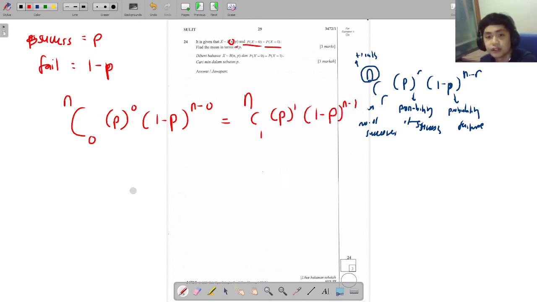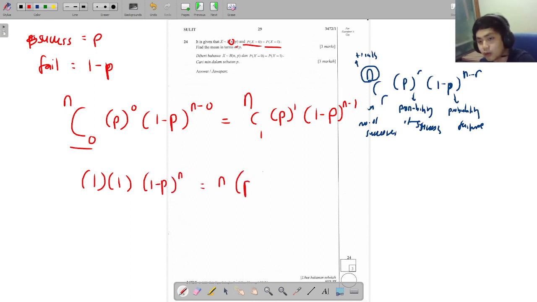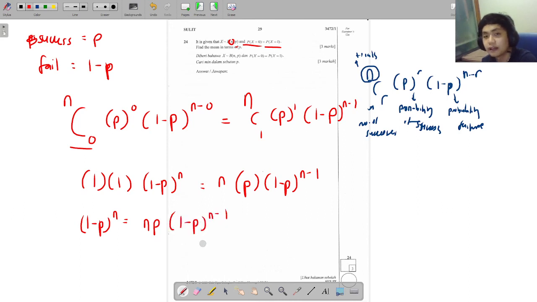Alright, sure. So n C 0 is just 1, p power 0 is just 1, and this is 1 minus p, n minus 0 is just n. So n C 1 is n, p power 1 is p, 1 minus p, I can't really expand this, so I just write it like this, right? So I have 1 minus p to the power of n equals n p, 1 minus p to the power of n minus 1. Now interestingly enough, we know that the mean for binomial distribution is np.